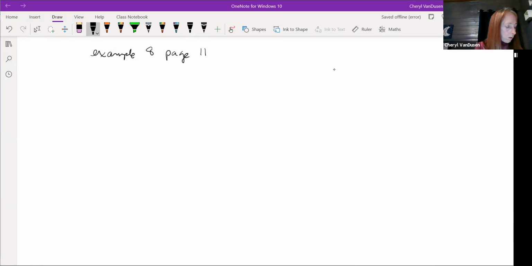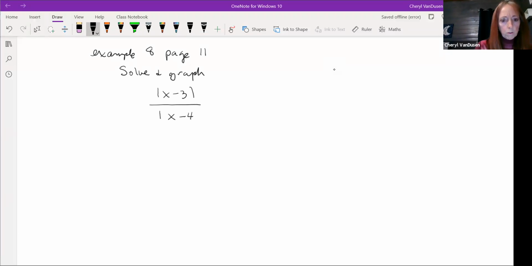So let's get this question out here. It says solve and graph. I actually don't think I was going to do the graphing part, but maybe we better do the graphing part. Solve and graph. It says the absolute value of x minus 3 over the absolute value of x minus 4 is greater than or equal to 6. Okay. So before we do any work on it, we are always going to cross multiply.